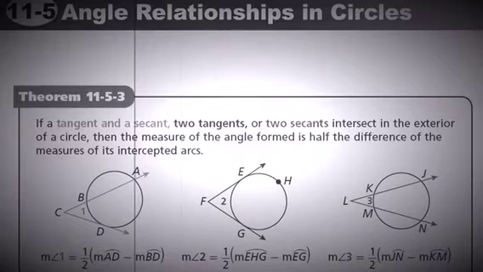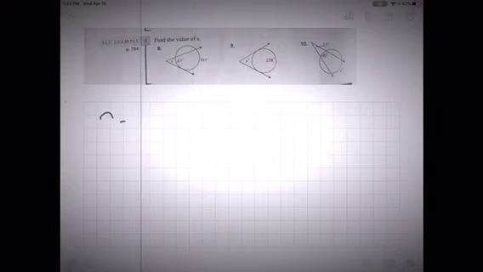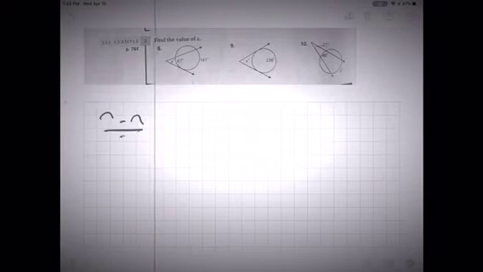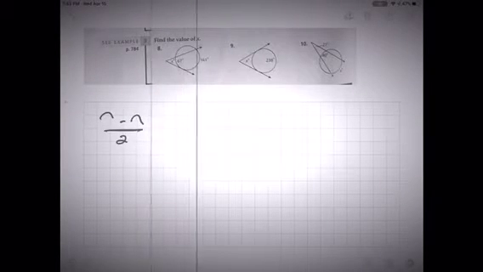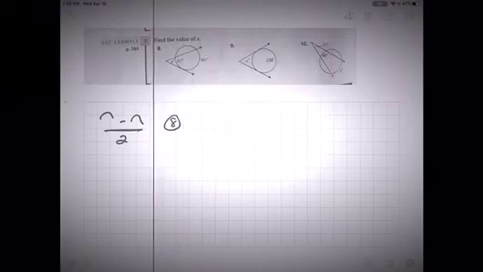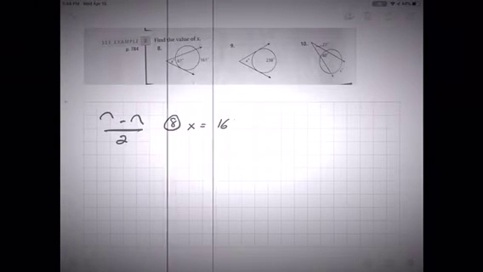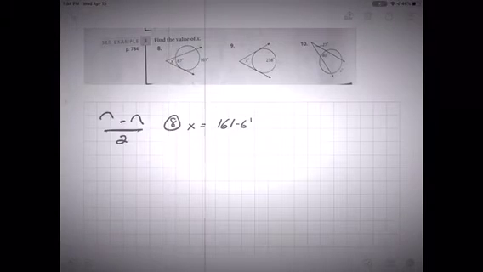So this is the next one. Notice that each one of these vertices are outside the circle. Not on it, not inside it, outside it. We'll change our rule this time. Arc minus arc divided by 2, not arc plus arc. Still makes a face there, but it's arc minus arc divided by 2. So number 8, we are going to find our angle, and it's going to be 161 minus 67 divided by 2.